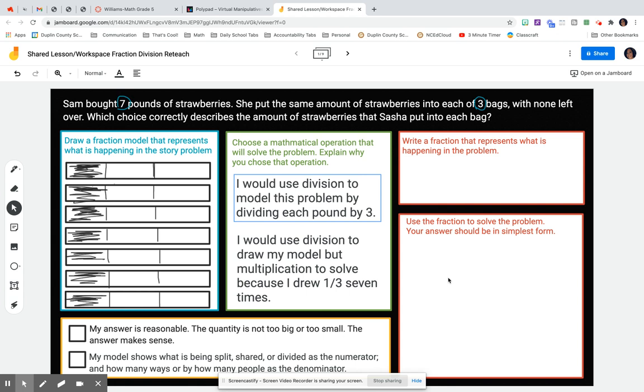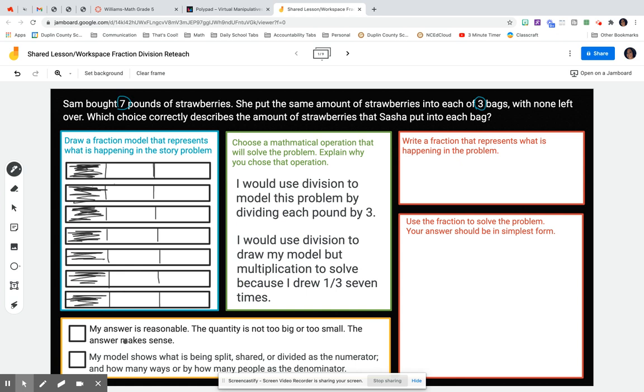Now up here in 5th grade, we understand that those are inverse operations. So multiplication and division are related in that way. So we could use division, just division, to solve this problem, or start by dividing the model and then use multiplication to solve it. So I'm going to go up to the next step here and write a fraction that represents now what is happening in this problem.